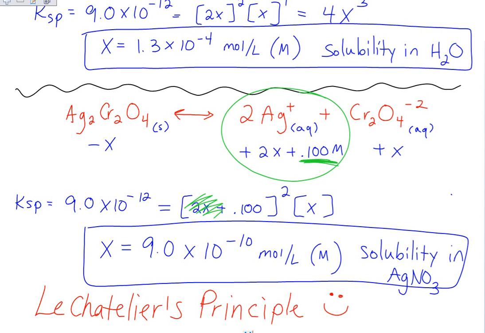If I had added this to a solution of sodium dichromate, it would have been a similar outcome. There are already some dichromate ions. If you add something, you shift away from what was added. That's the concept of the common ion effect. If there's a common ion in the solution, it will always reduce the solubility.